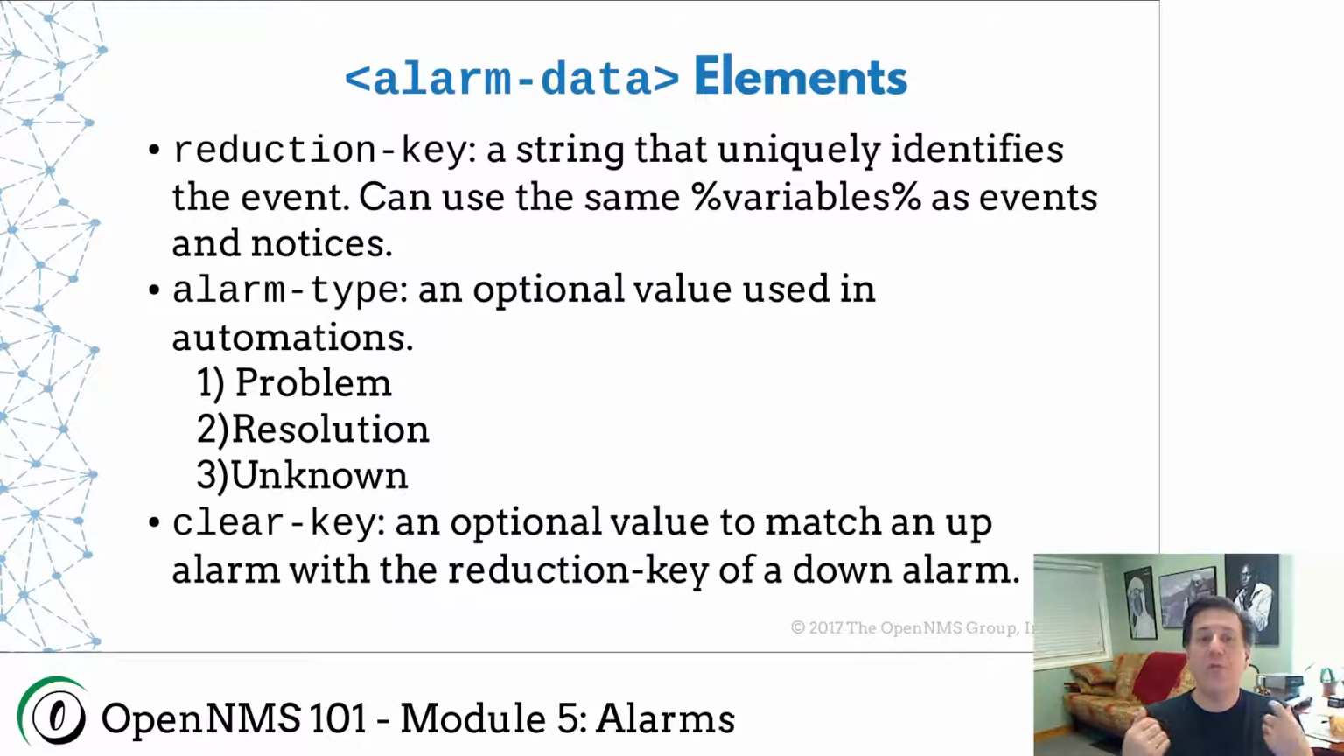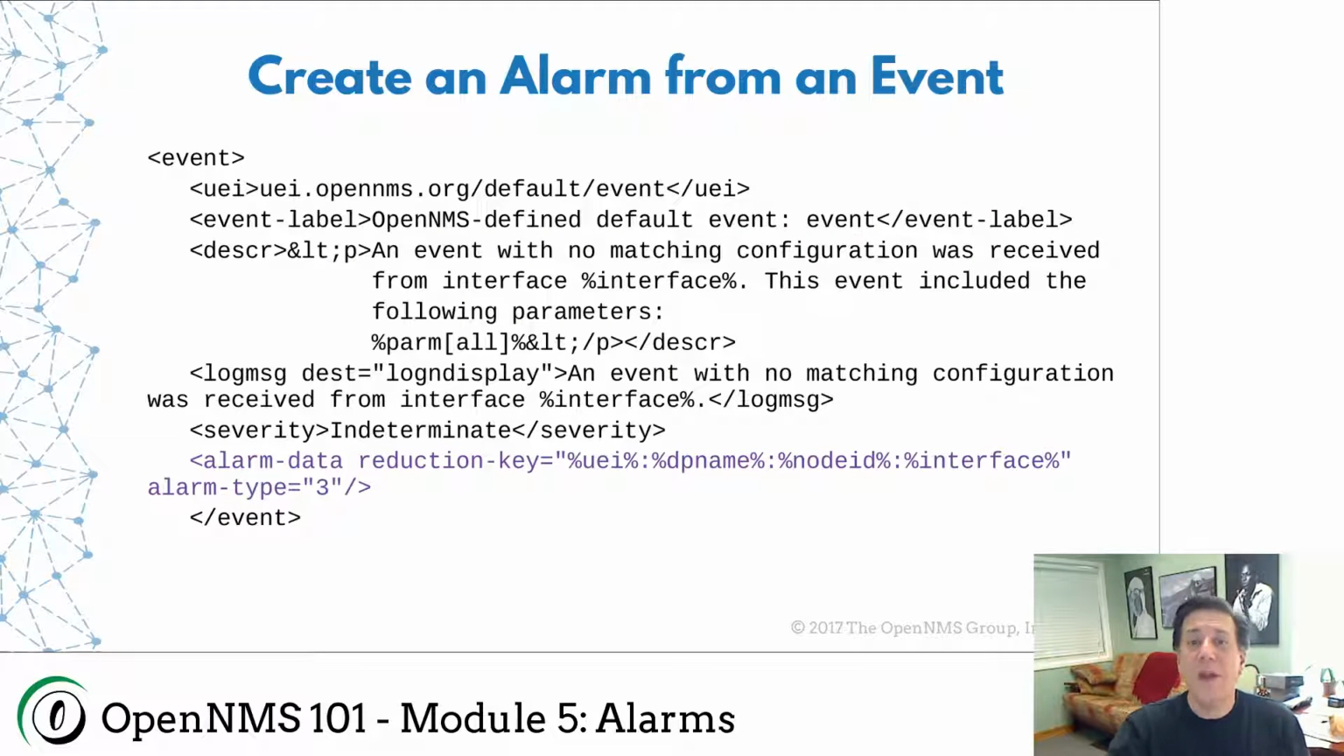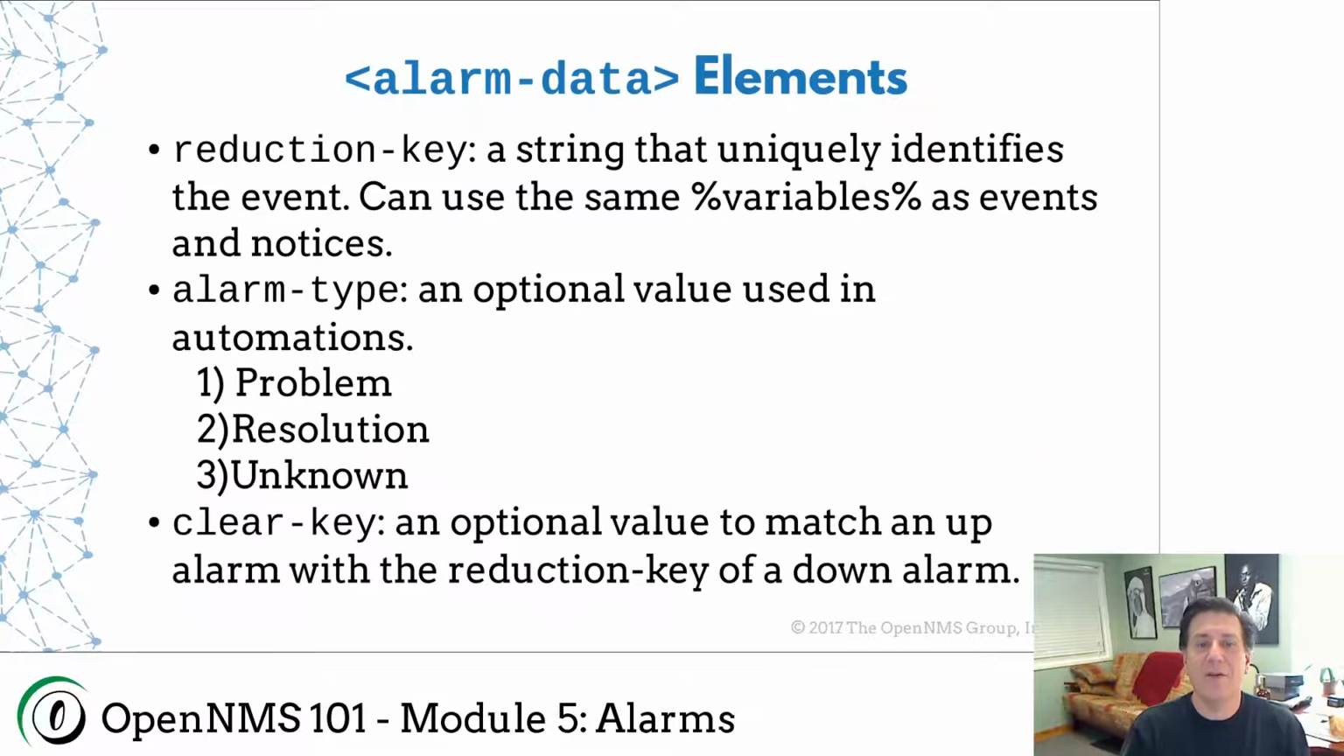Now, an alarm type of 2 is a resolution. It's an up. So if an event comes in that should resolve a down, we want to mark that as alarm type of 2. And then just for completeness, we have a 3, which is not a problem or a resolution. In this unknown event, we don't know if it's a down or an up event. We don't know anything about the event pretty much because it's not defined in OpenNMS. And so we set this to be alarm type 3. And this will come into play very, very soon.